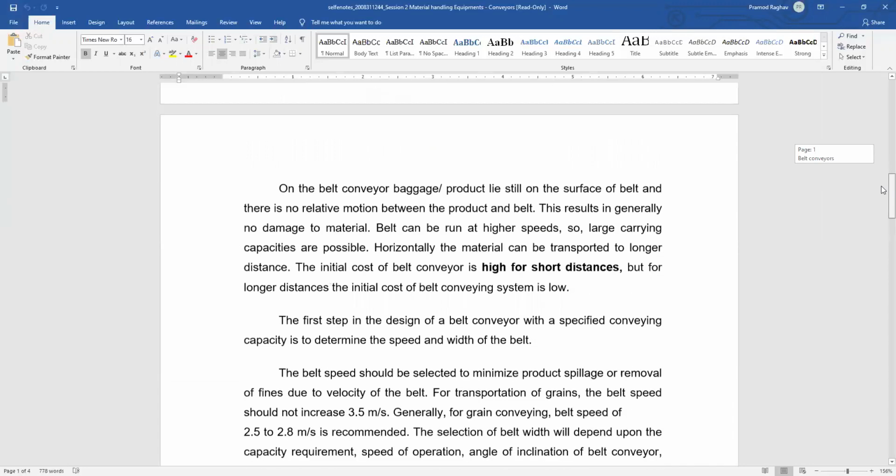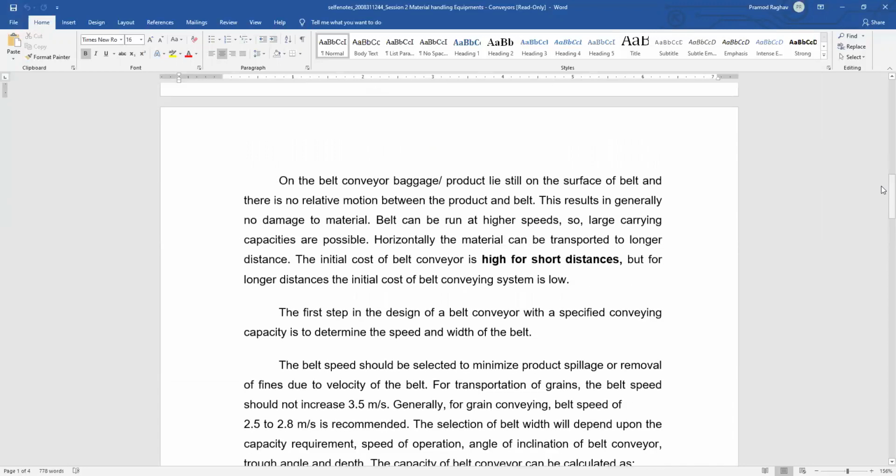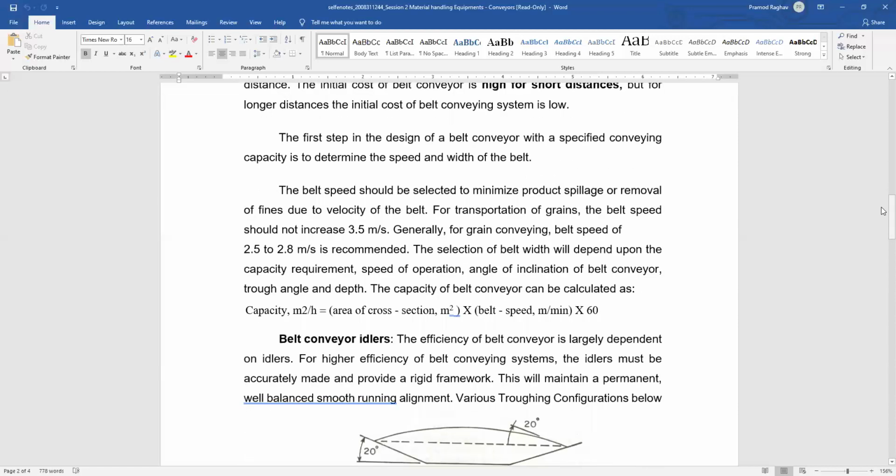And on the belt conveyor, the baggage or the product will lie still on the surface of the belt. And what happens, only the belt moves, not the product. And so there is no damage to the product or the material which is being conveyed on the belt conveyor. And what is important here is the belt speed.